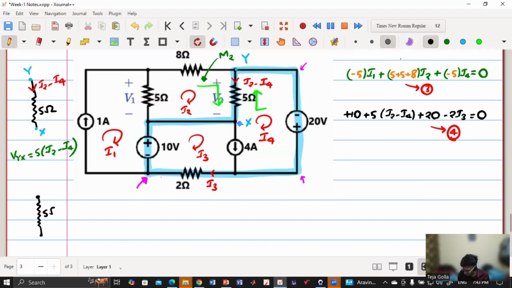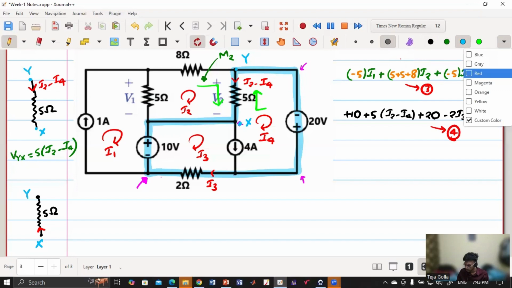5 ohm. So let us consider that current is flowing in this direction, from bottom to top. So what is the value of current then? I4 minus I2. Value of current: I4 minus I2.